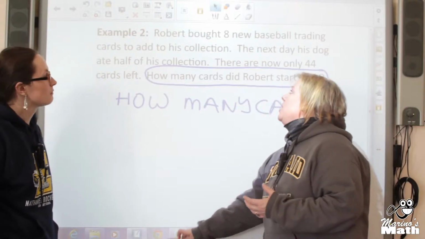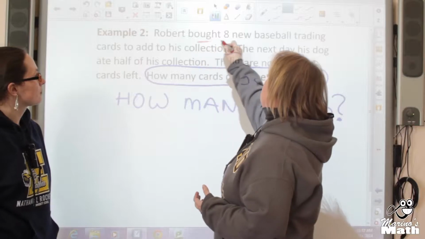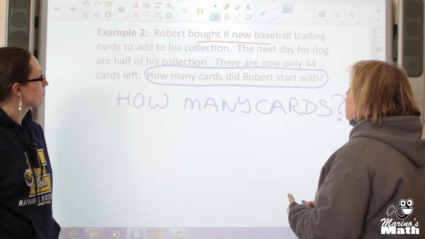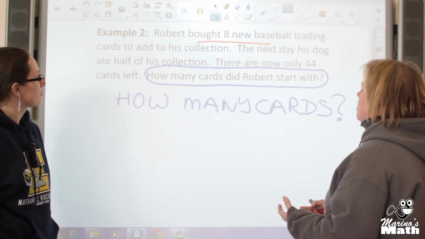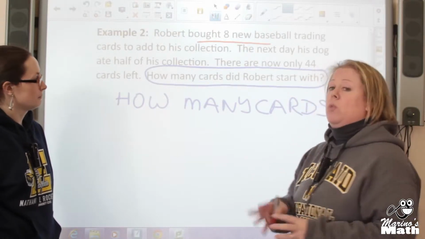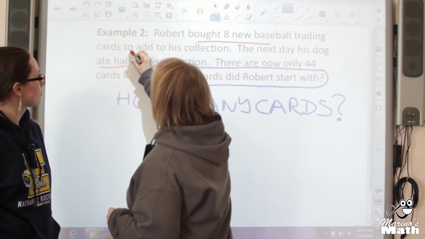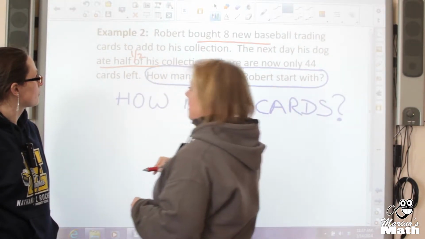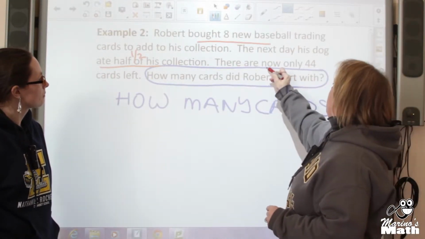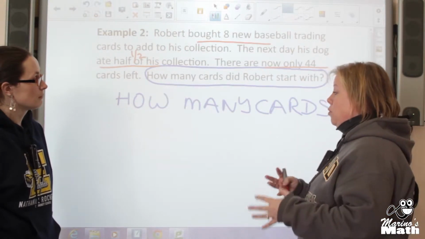So Robert bought 8 new baseball trading cards. So we know that we have to have that information because that's in addition to how many cards he started with. The next day his dog ate half of his collection. So that's also important because this is a 2-step problem. So we're going to have to do 2 different things. So his dog ate half, and we know that half can be written like that, of his collection. There are now only 44 cards left, and we know that's important because that's what we have to end up with as an answer, is 44.